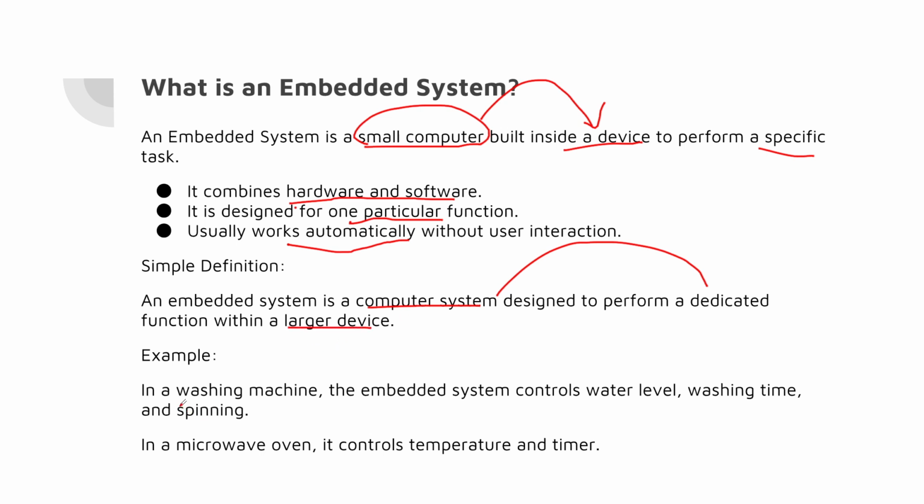And here they have taken two examples: washing machine and a microwave oven. Washing machine is an embedded system which controls the water level, washing time, and spinning. Everything is controlled inside the washing machine. Similarly, microwave oven is also an embedded system where it controls the temperature and timer.